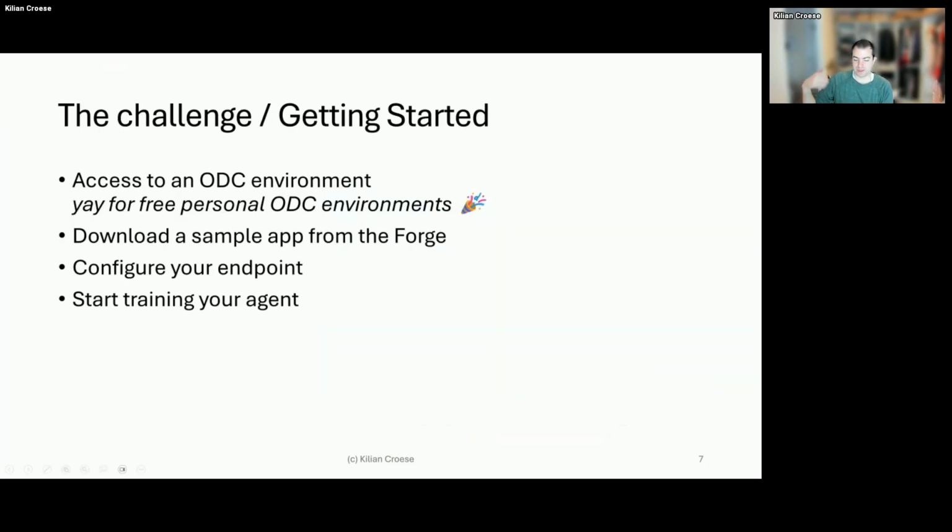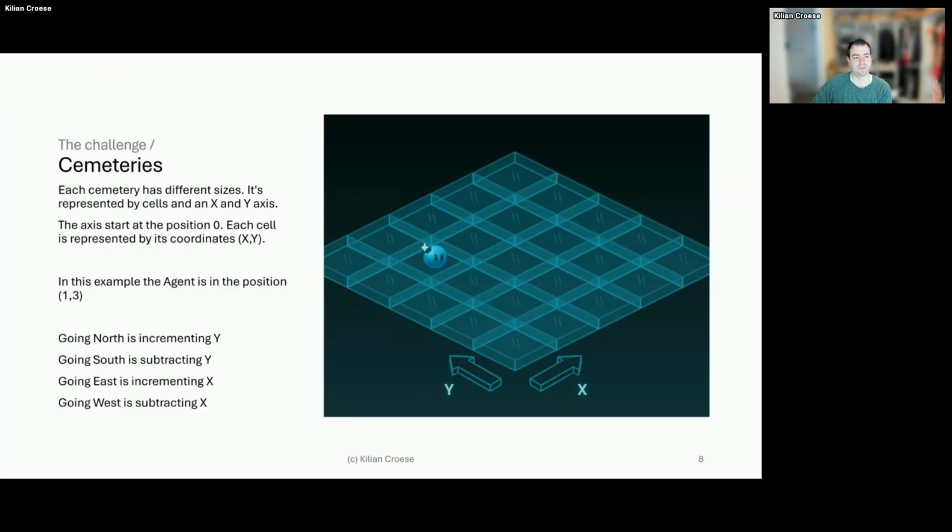So it was quite easy to set up. You needed access to an ODC environment, and with the announcement on 1 September, everyone now has access to free personal ODC environments, so that's great. Then you could download a sample application from the Forge. You needed to configure your environment endpoint in the OutSystems application, and you could start training your agent. Quite straightforward, very well documented, and easy to get going.